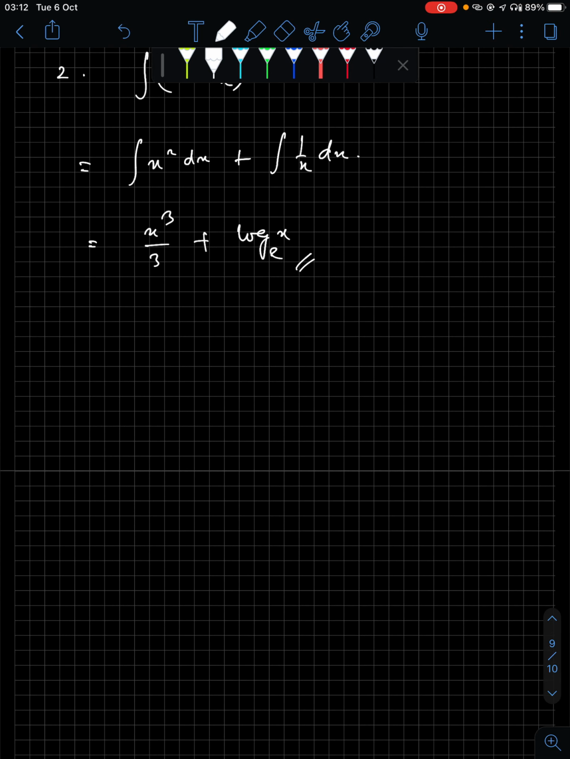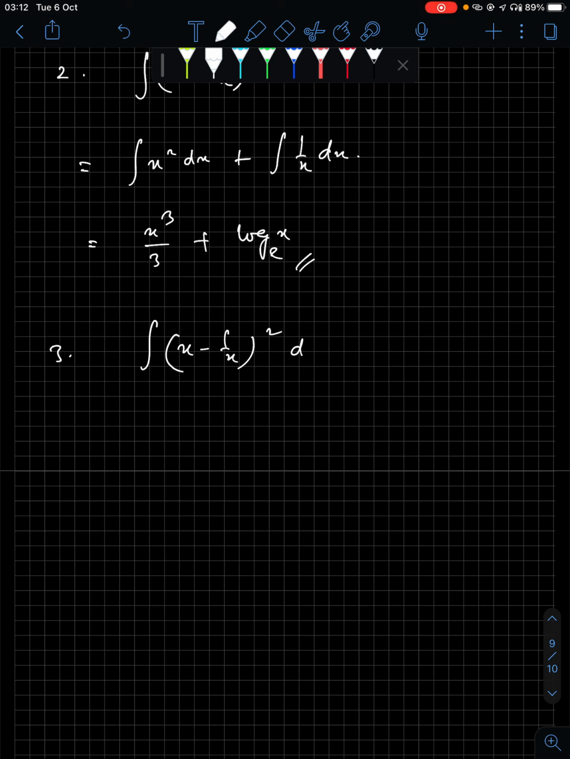Question number 3. Integral (x minus 1 by x) whole square dx. Same as (a minus b) whole square, you have to break it at first. So x square plus 1 by x square minus twice ab dx. So you see x cancels here. So you have integral x square dx plus integral x to the power minus 2 dx minus 2 integral dx.